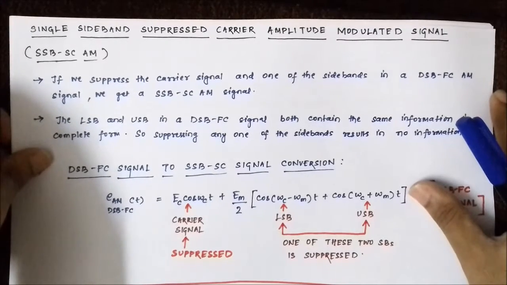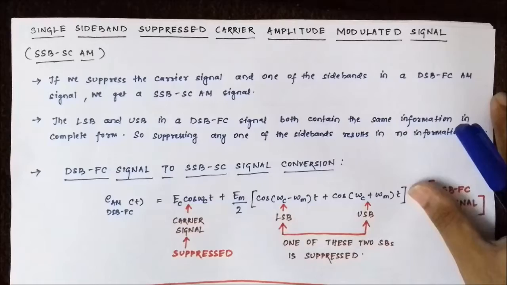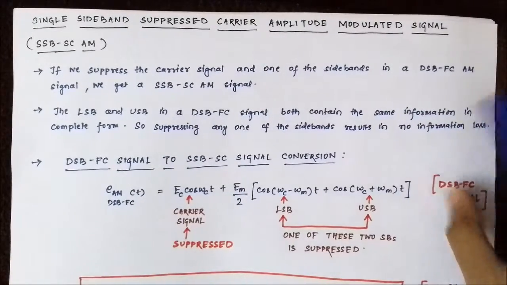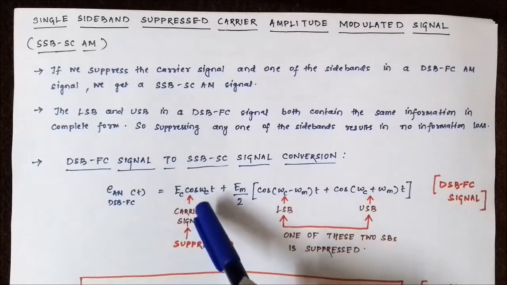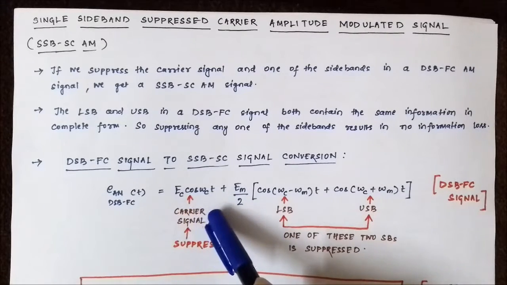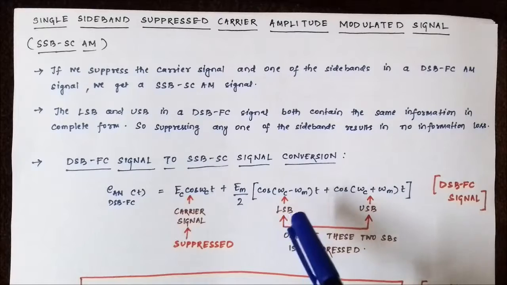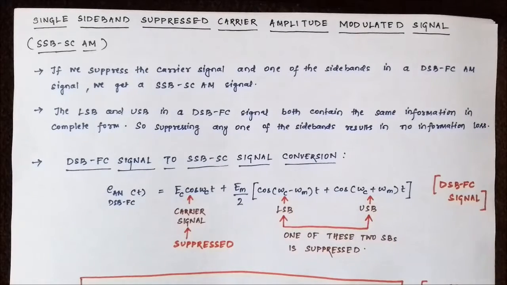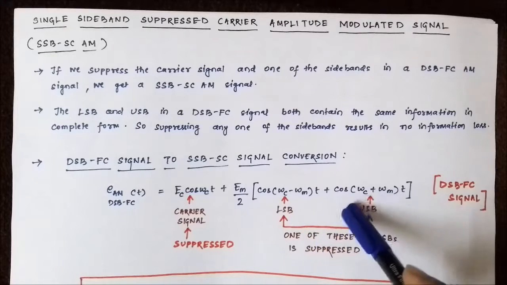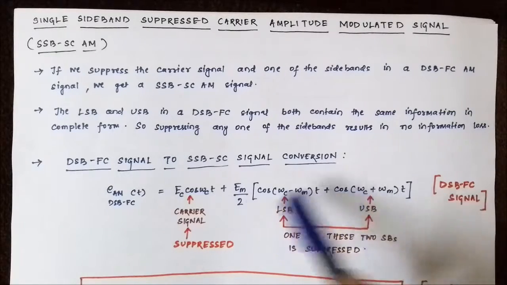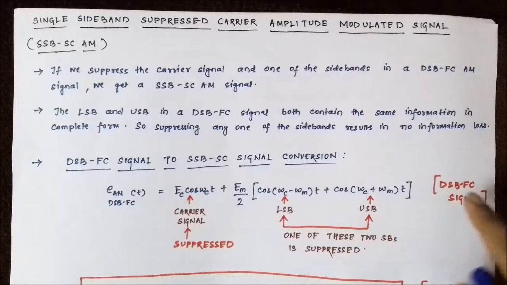What is single sideband suppressed carrier signal in amplitude modulation? We all know that a double sideband full carrier amplitude modulated signal consists of the carrier signal Ec cos omega ct plus both the lower and upper sidebands defined by cos (omega c minus omega m)t and cos (omega c plus omega m)t, with amplitude Em by 2. This is the double sideband full carrier signal.